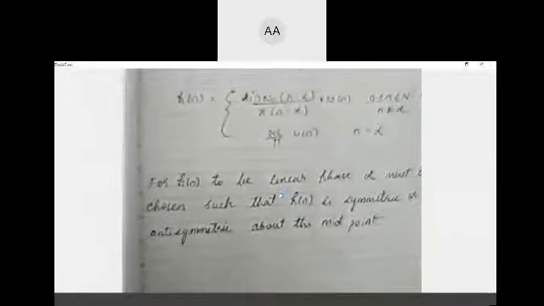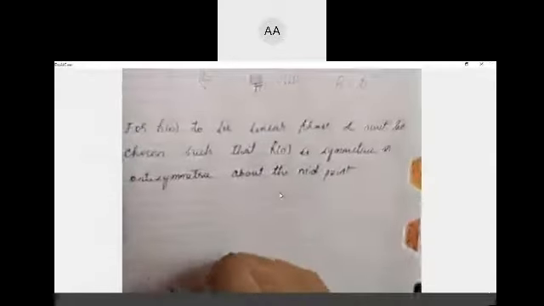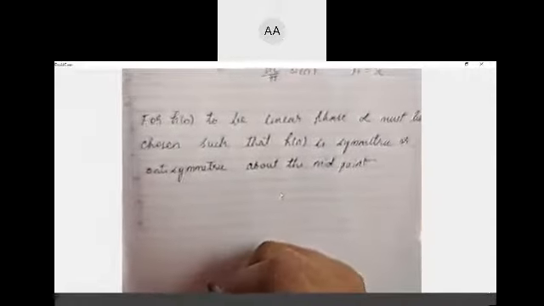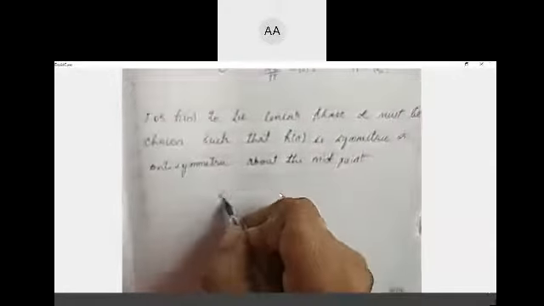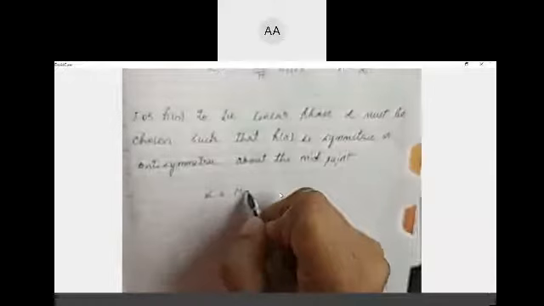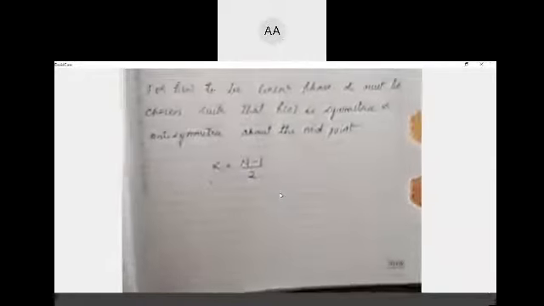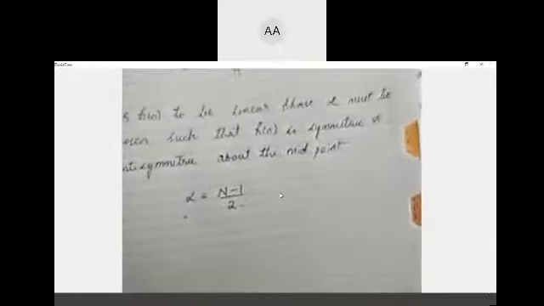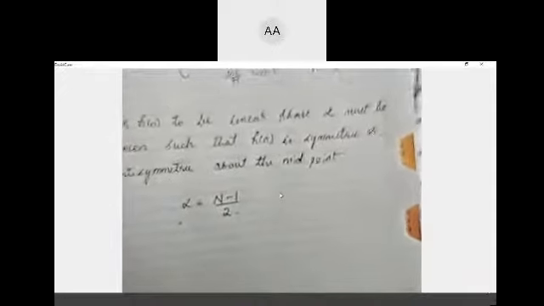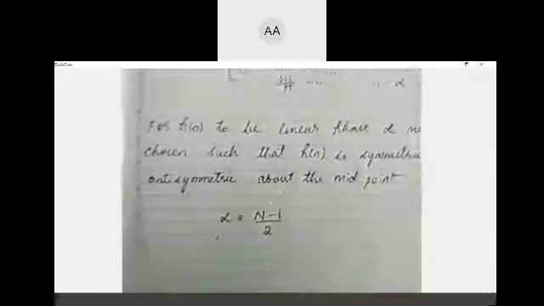Just listen to this. So here only one more thing that I want to tell you is that since you want a symmetric or anti-symmetric value, it will happen only if you choose your alpha value. Alpha is always chosen such that alpha is equal to (N minus 1) by 2. Okay, why are we doing this? Because your hd of n, say it is symmetric about n is equal to alpha. If it is symmetric about n is equal to alpha, then what happens?